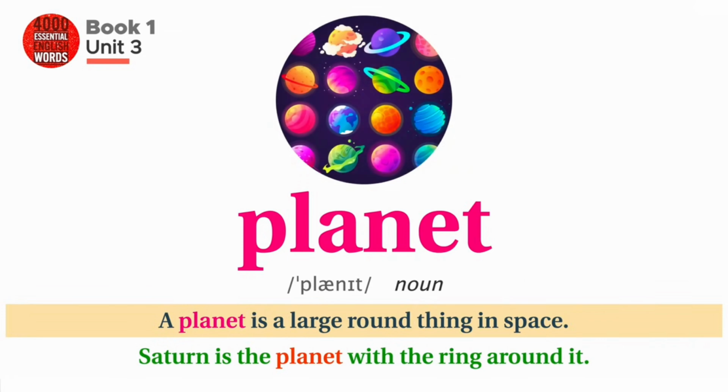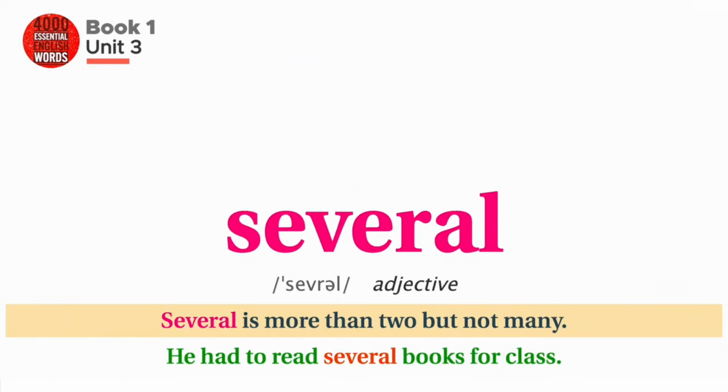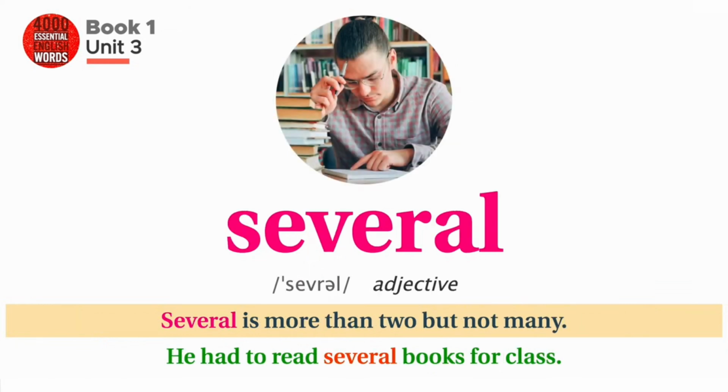Planet. A planet is a large round thing in space. Saturn is the planet with the ring around it. Report. A report is something someone writes for school or work. Karen had trouble writing her report. Several. Several is more than two, but not many. He had to read several books for class.